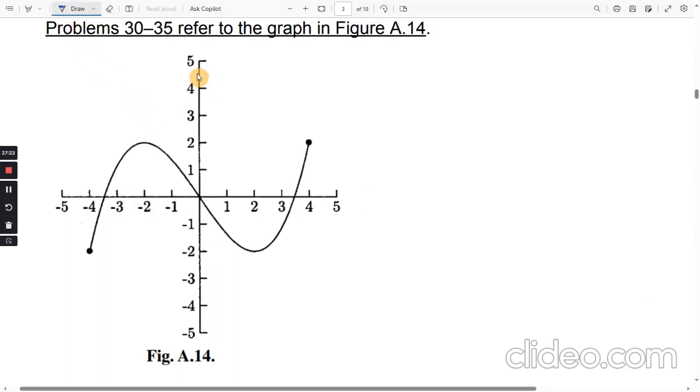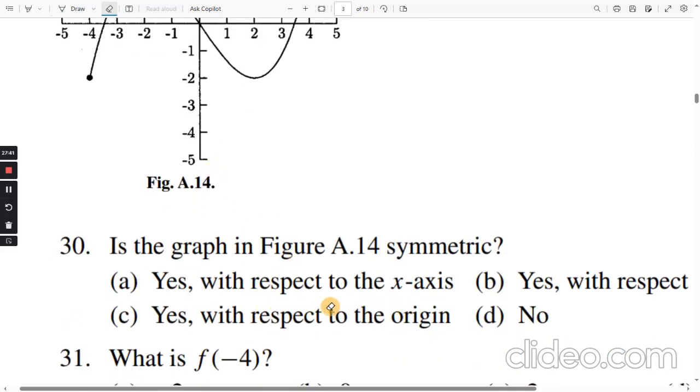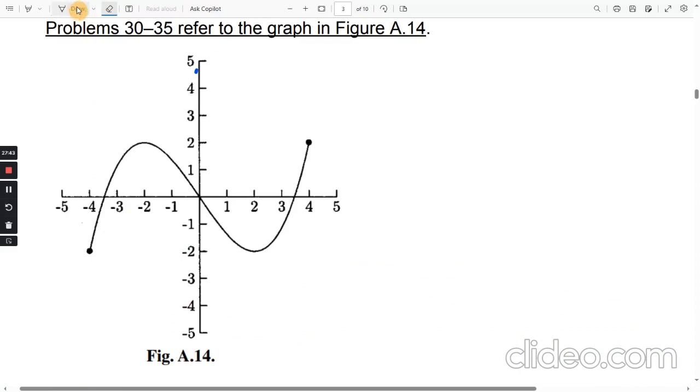Let's test the y-axis. The y-axis is right here, and again this would be your mirror. You'd have the same thing on both sides. So this would also be over here if it were y-axis symmetry, but that's not true. Now the third one is with respect to the origin. Origin symmetry. If it's origin symmetry, that means y equals x is your mirror.